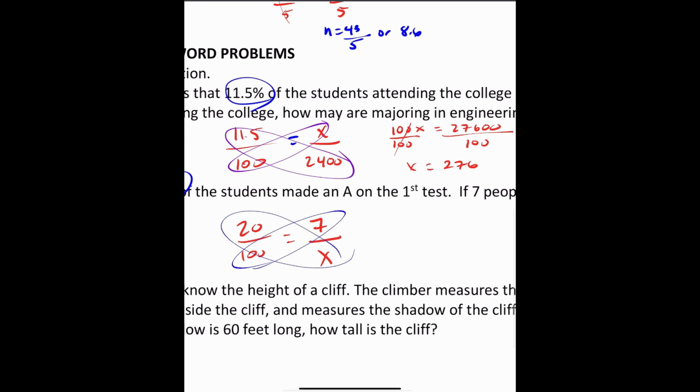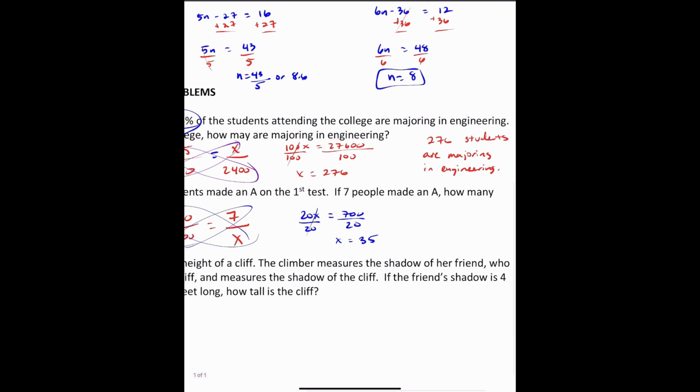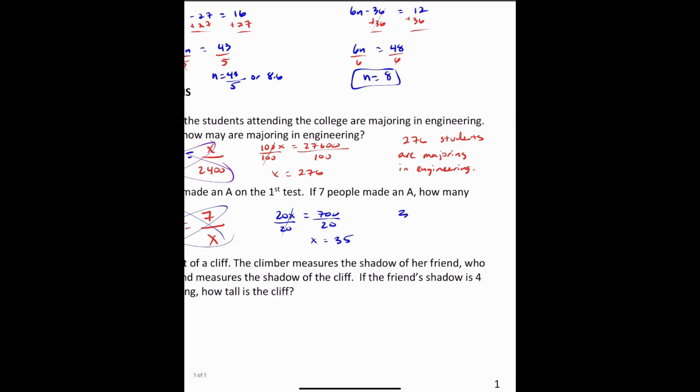I can cross multiply. I have 20x equals 700. Now let's divide both sides by 20. I have x equals 35. So there are 35 students in the class.